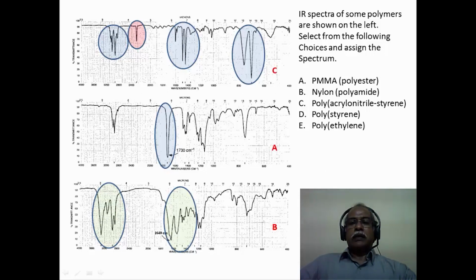So the assignment is that this is polyacrylonitrile styrene copolymer. This is corresponding to PMMA, which is polymethyl methacrylate ester polymer, and finally B, nylon, which is a polyamide polymer, is this particular spectrum.